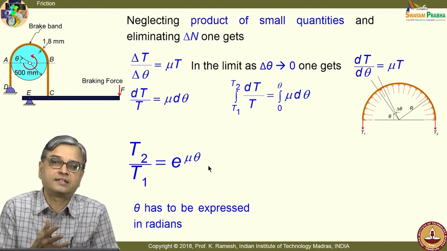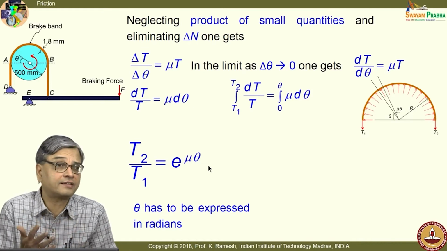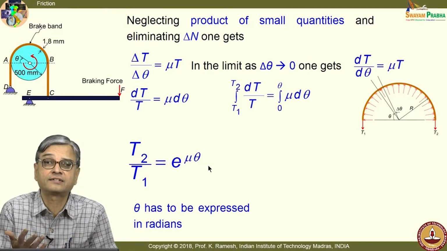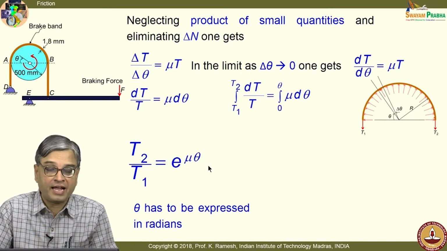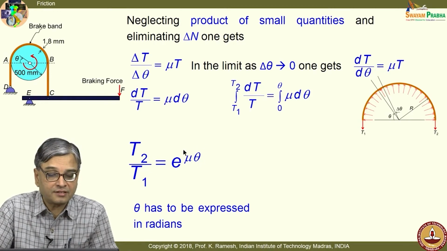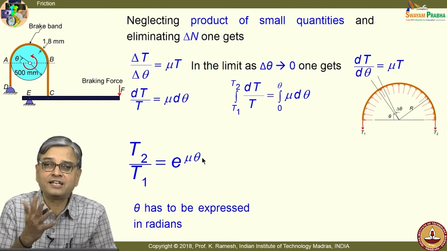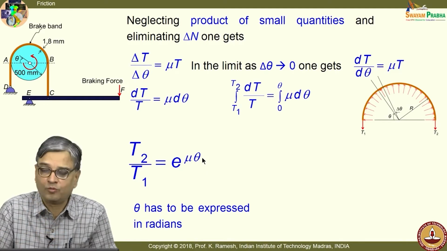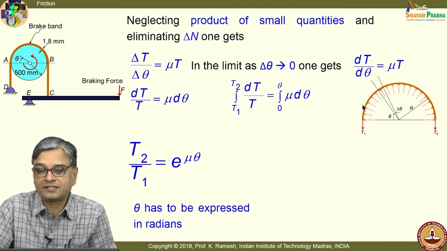What are the contributing things? When I have this tension, the tensions are totally different and they are exponentially related. T2 is very, very high compared to T1. And what contributes to this? Do you find the size of the drum coming into the picture? The 500 millimeter diameter is not coming, the radius is not coming into the picture at all. What is coming into the picture is the angle of lap, how much of the belt is on the drum.